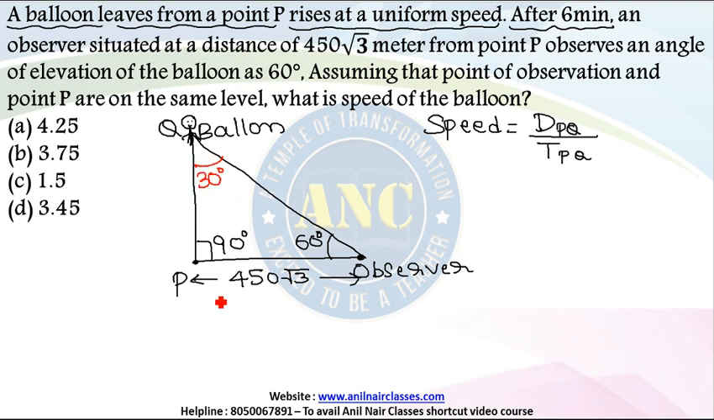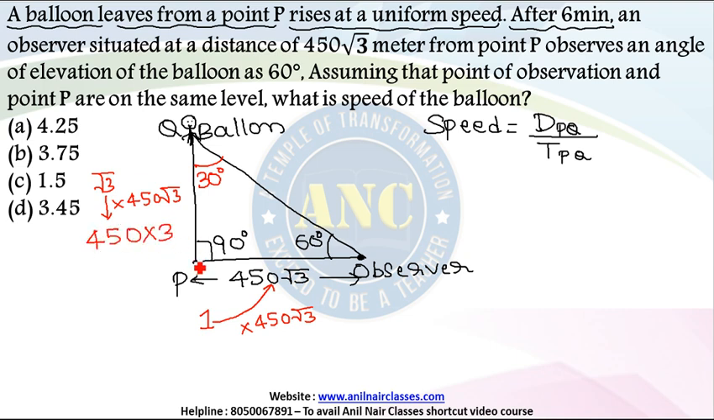Opposite to 30, if it is 1 unit, opposite to 60, it will be root 3. But opposite to 30 is not 1. It is given in the question as 450 root 3. Multiply by 450 root 3. This also multiply by 450 root 3. 450 root 3 into root 3 is 450 into 3. That means distance traveled from P to Q is 450 into 3.